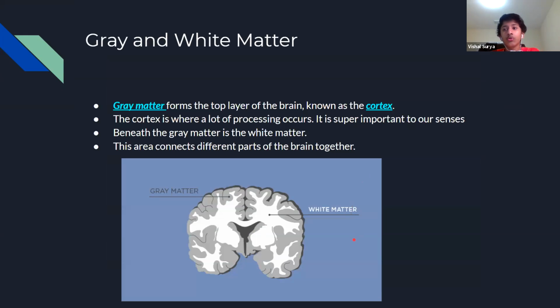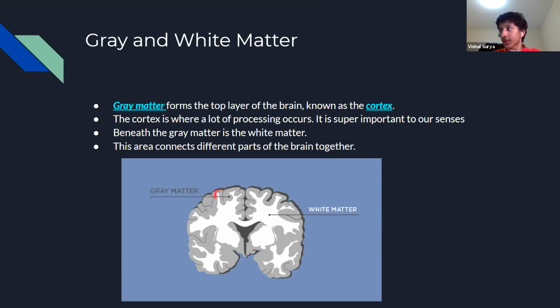And next, we'll talk about the different types of matter in the brain. You might have heard the term gray matter being used a lot, but the actual term for gray matter, it's the part of the matter that forms the top layer of your brain. And this top layer of your brain is known as the cortex. So the cortex is where a lot of the different processing occurs, and it's extremely important for, let's say, your sensory information. If you touch your finger, that information is related to the cortex. And beneath the gray matter is the white matter, and this area connects the different parts of the brain together.